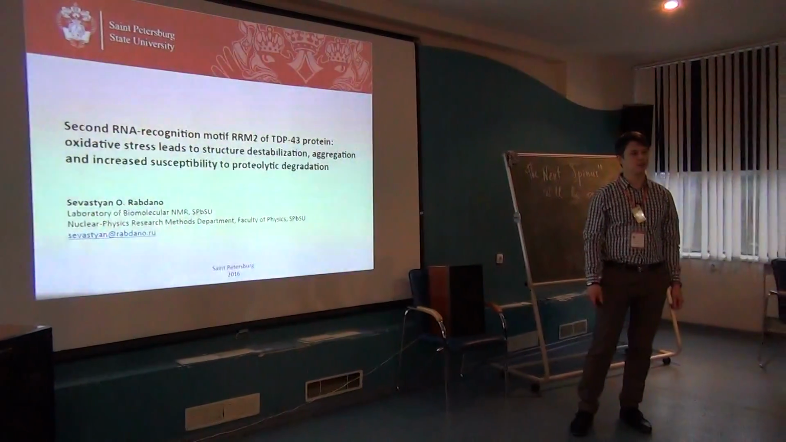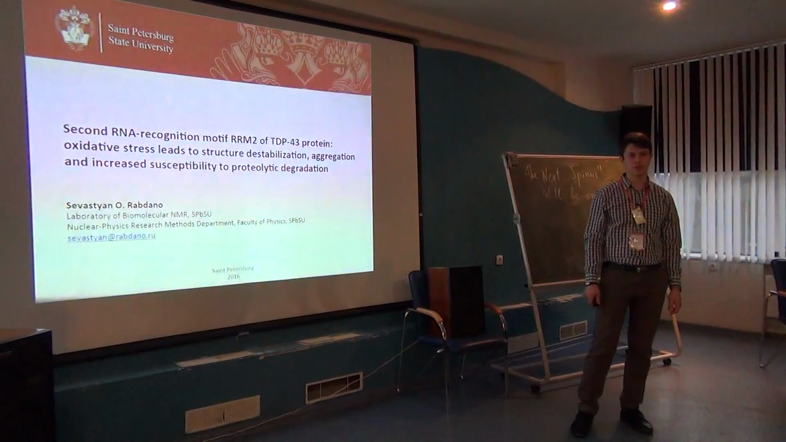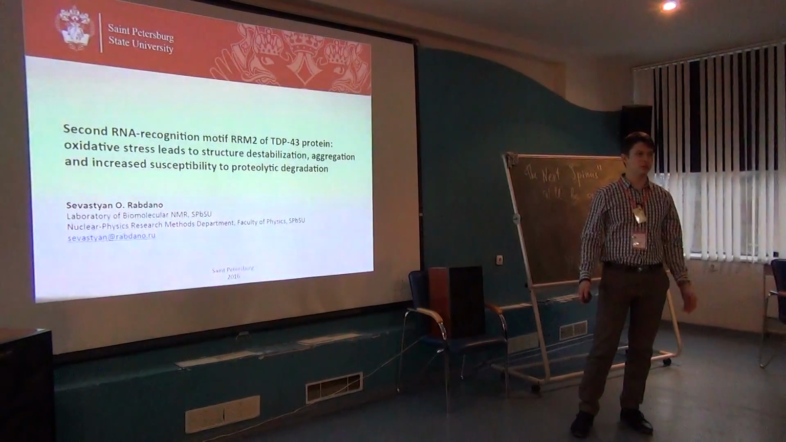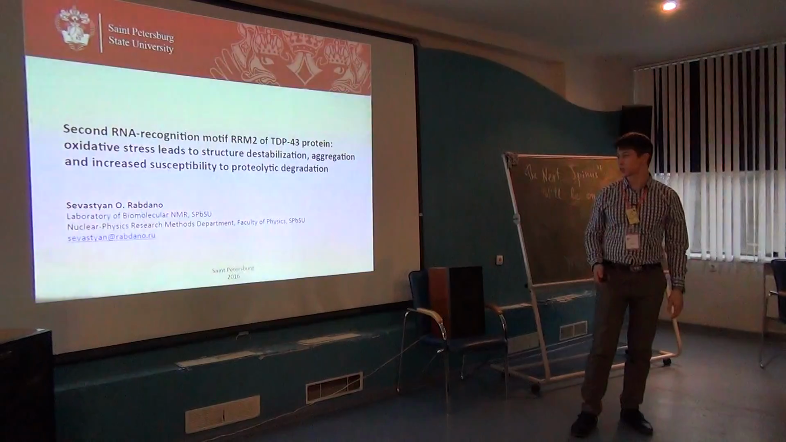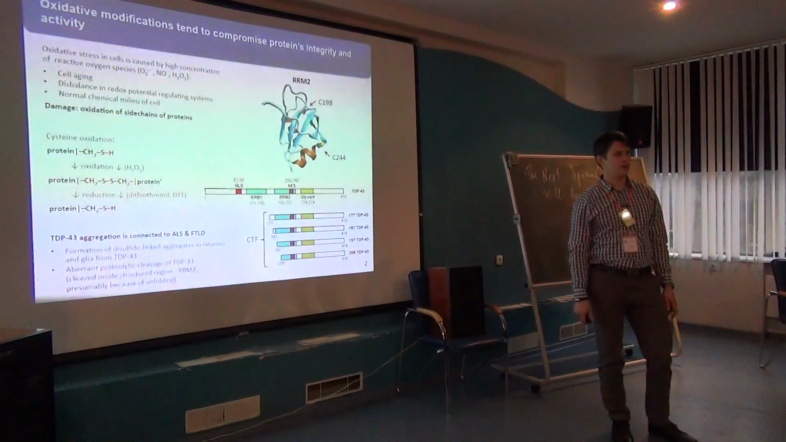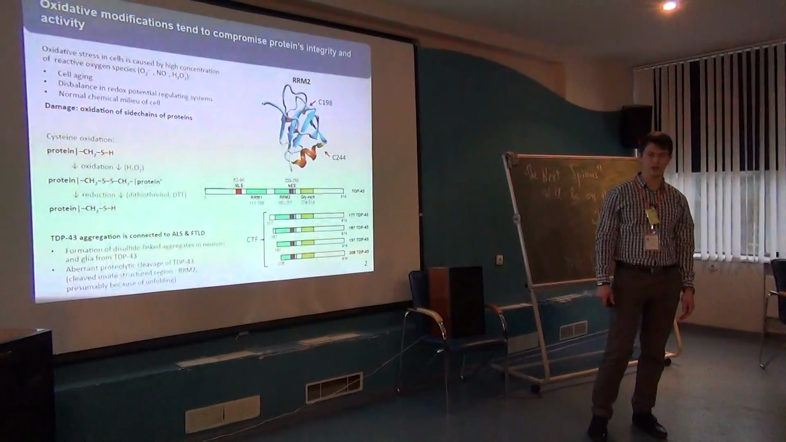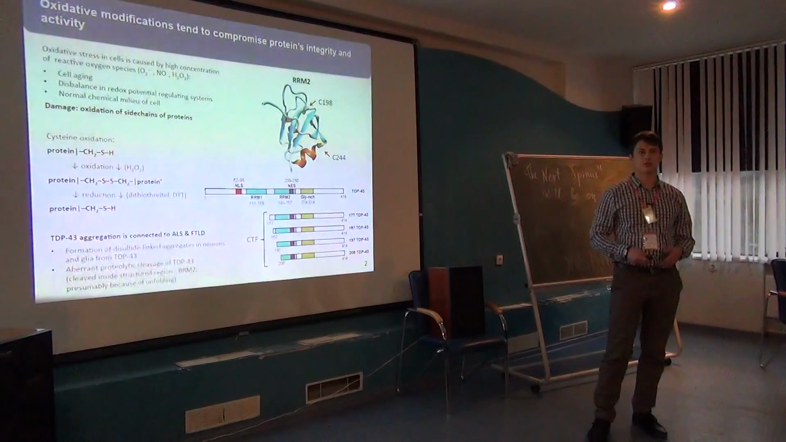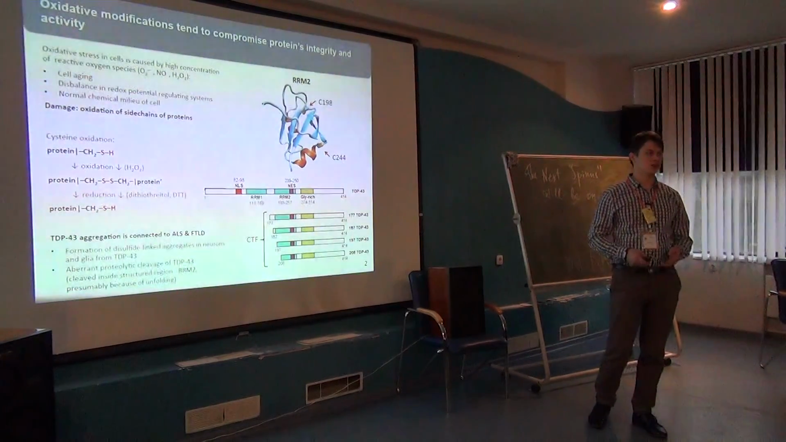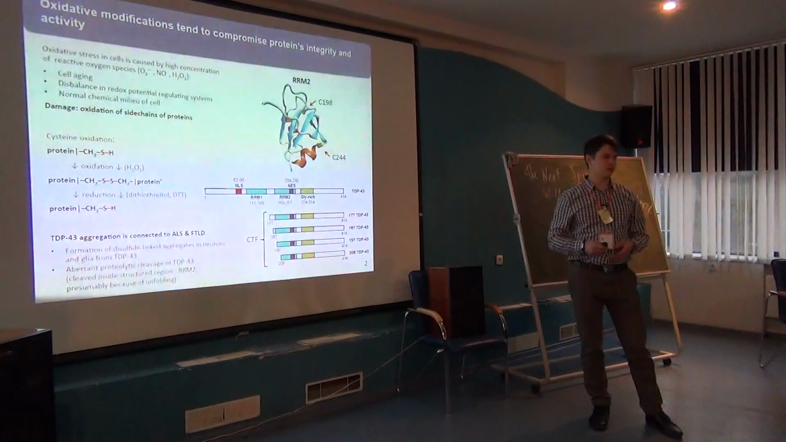about the second RNA recognition motif, RRM2, of the TDP-43 protein and how it behaves under conditions of oxidative stress, what happens when it's subjected to oxidative stress. Oxidative stress could be described as a high concentration of reactive oxygen species, such as superoxide radical, nitroxide radical, and some others. And usually they appear when the cell ages and when there is a disbalance in redox regulating systems.